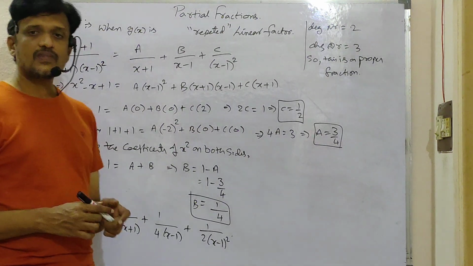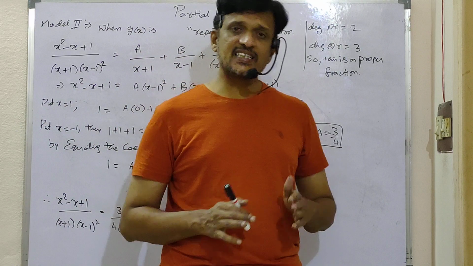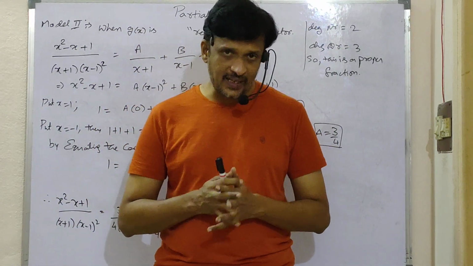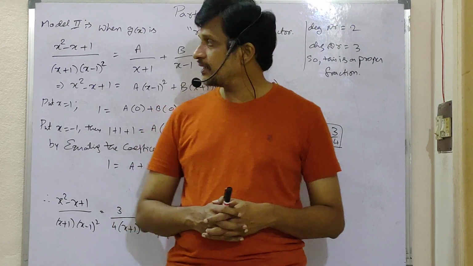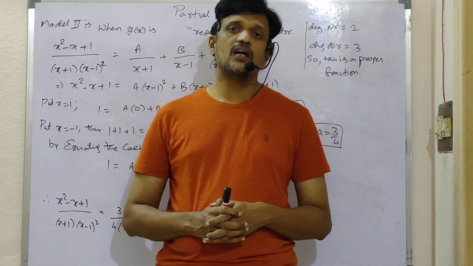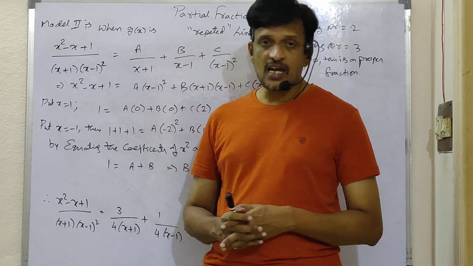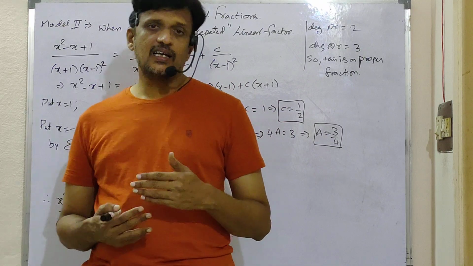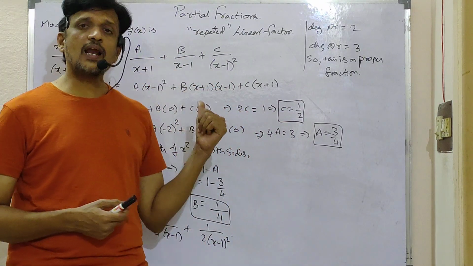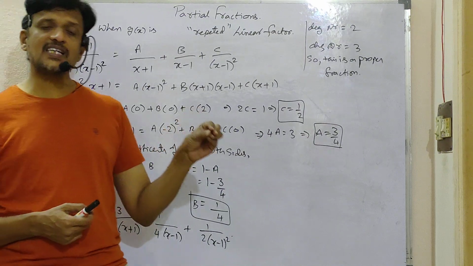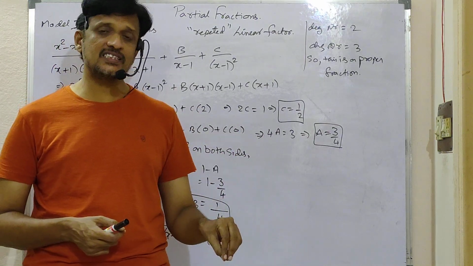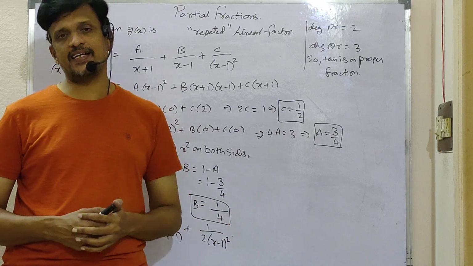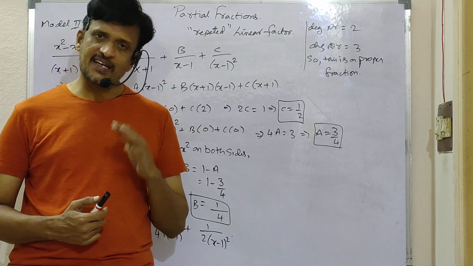This is about the procedure of writing the given fraction as the sum of the partial fractions when the fraction is proper, and moreover the denominator consists of linear factors, both non-repeated and repeated. Okay, in the next session we'll discuss how to write the given fraction as the sum of the partial fractions when the denominator consists of irreducible quadratic factors, both repeated and non-repeated.